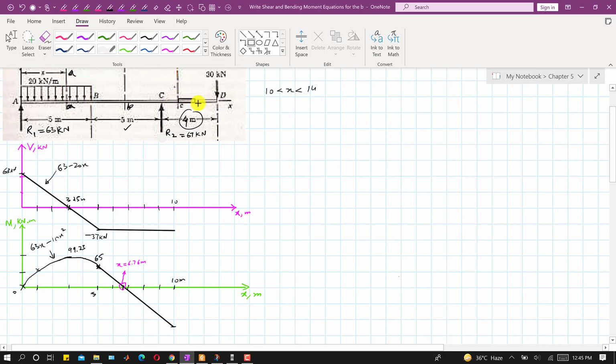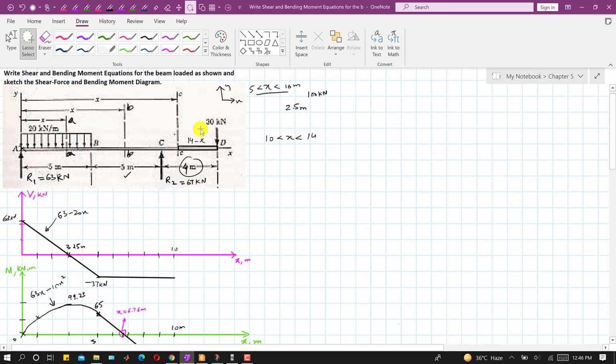So I will consider this cutting section, but since we are measuring the x from this particular point A, this imaginary cutting section is at a distance of x from that point A. So the length of this section will be equal to 14 minus x, since the total length of this beam is 5 plus 5 plus 4, which is 14. So the length of this section will be 14 minus x, right.